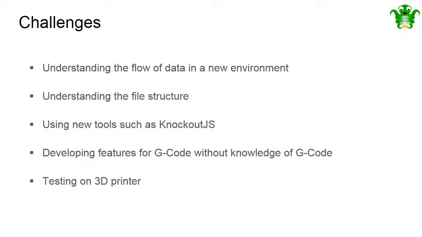Delving into open source development for the first time presented a number of challenges. First, we had to understand the data flow of an entirely new environment as well as its file structure. OctoPrint is a large system with over 118,000 lines of code. We found that we had to learn the system one step at a time. First learning how the front end worked, then learning how they utilized the REST API to communicate with the server, and finally how the back end was structured. Through this step-by-step process, we were able to develop a general understanding of the system.